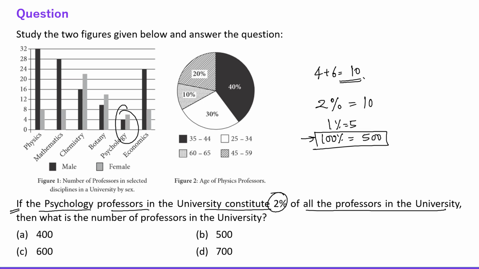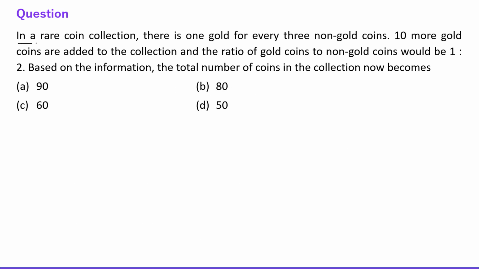We need to find the total number of professors in the university. So obviously we have 500 professors in the university. Right, everyone? The correct answer is 500. Fine. Now let's move to the other question. The next question is saying in a rare coin collection, there is 1 gold for every 3 non-gold coins. Okay. So gold and non-gold.